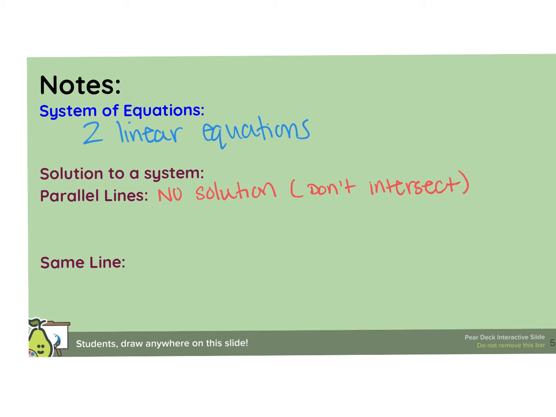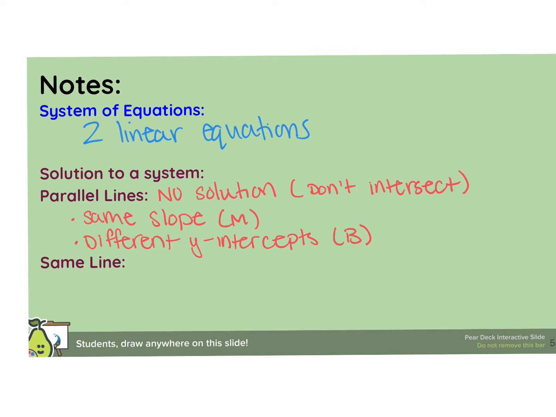If you're looking at the equation, you're going to know you've got parallel lines because they have the same slope, but they will have different y-intercepts. So parallel lines will have the exact same slope, just like in our think about it, but they're going to have different y-intercepts. Now, another possibility, the last possibility, is that you're going to have the same line.